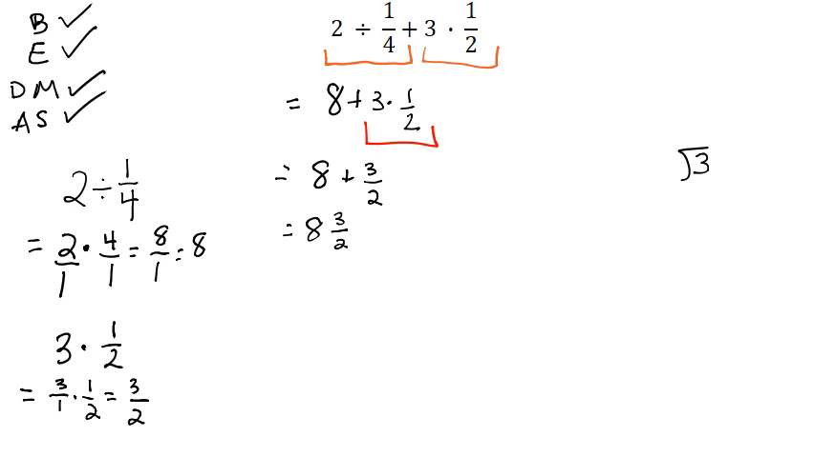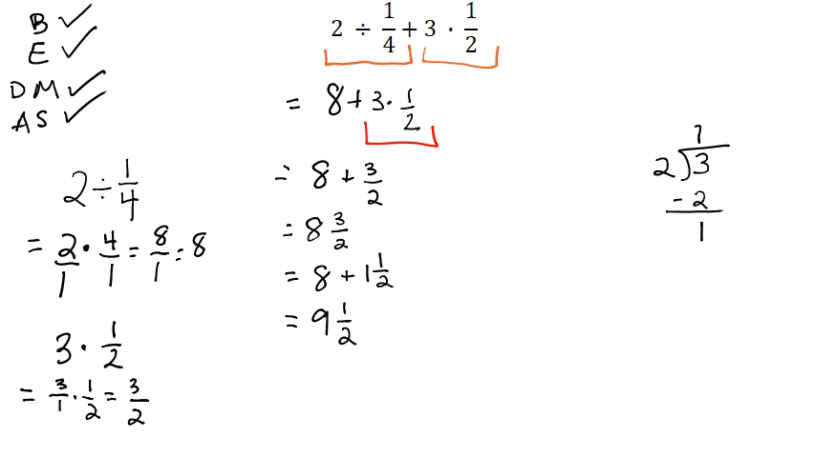So I divide 3 by 2. 2 goes into 3 once. 1 times 2 is 2. 3 minus 2 is 1. So this would give me 8 plus 1 and 1/2. Well, 8 plus 1 and 1/2 would be 9 1/2. And I have solved that problem.